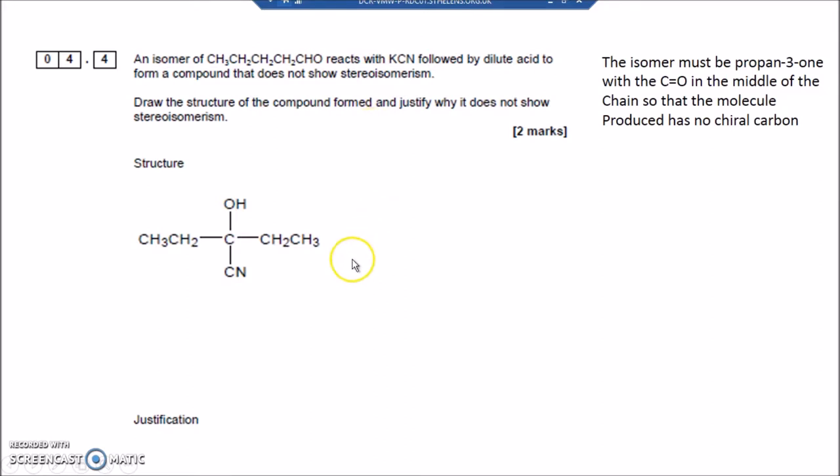The CN minus has reacted and bonded to the C with the C double bond O. It's nucleophilic addition, and the C double bond O has broken, made an O minus with a lone pair of electrons that's then attacked the dilute acid, the H plus, and made the OH. But because the C double bond O of the ketone, the isomer of this aldehyde, is in the middle, when the OH makes and the CN makes, because these two ethyl groups either side are the same, that then is not a chiral carbon. So the justification is that this now doesn't have a chiral carbon.